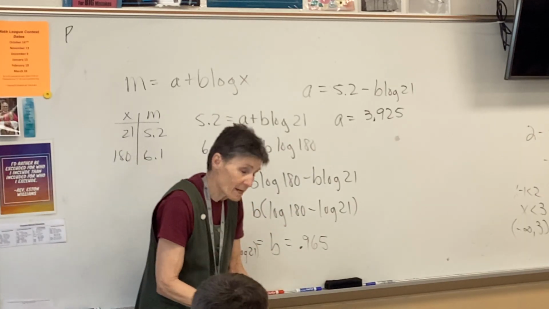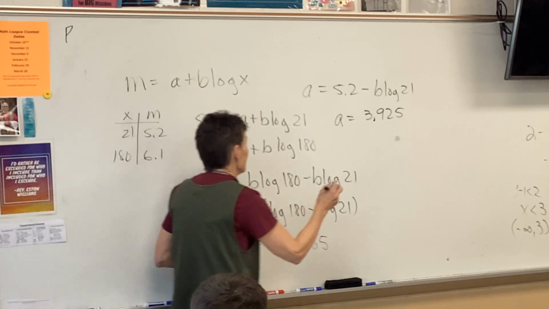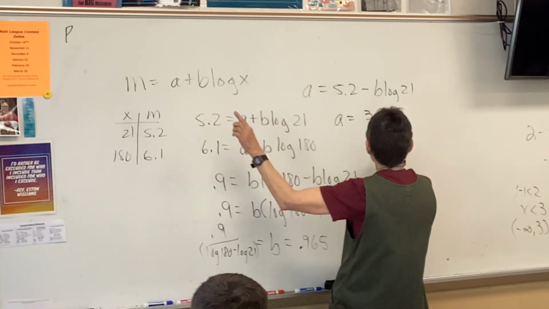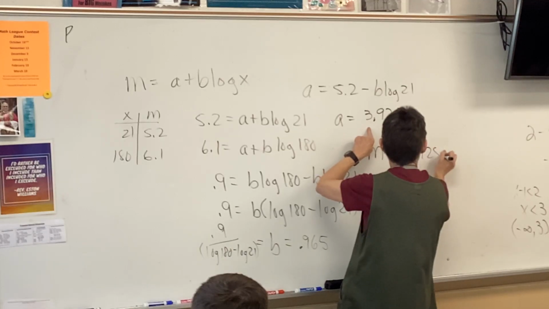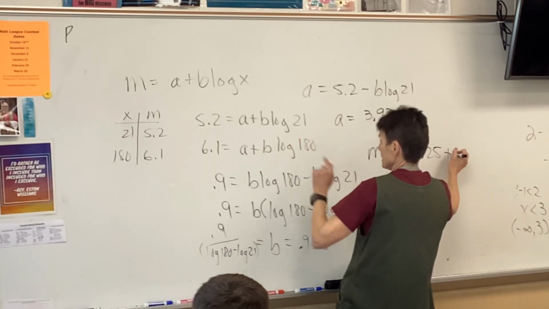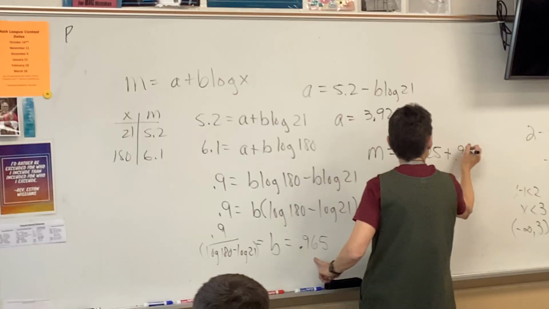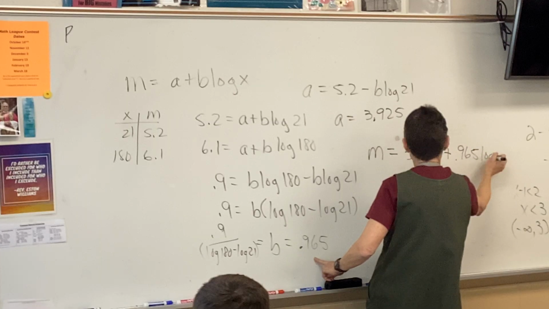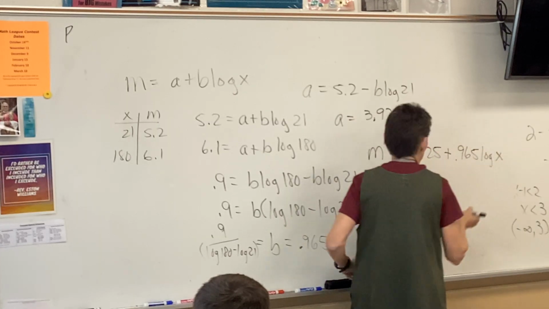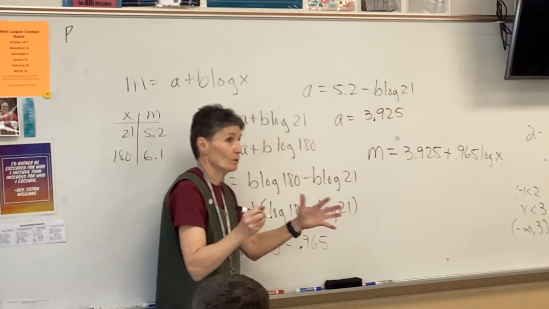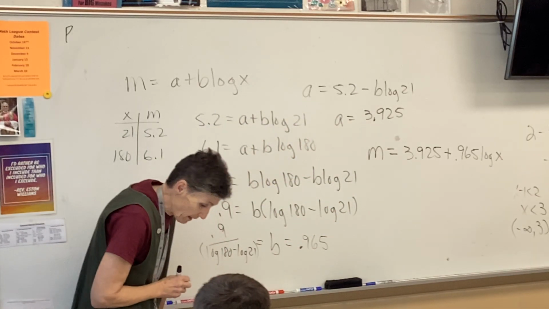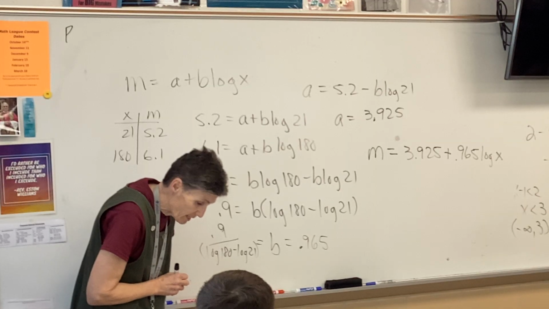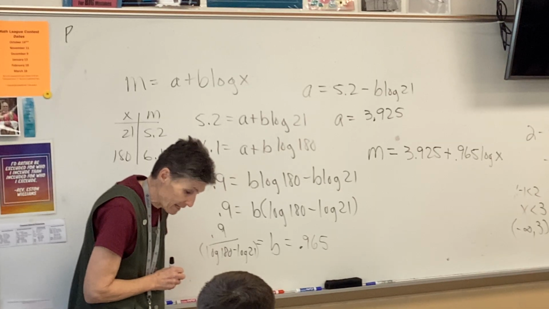So then I know my equation is M equals 3.925 plus 0.965 log x. Does that look okay for an equation? Okay. Now, find the maximum ground displacement for a 9.5 magnitude earthquake.